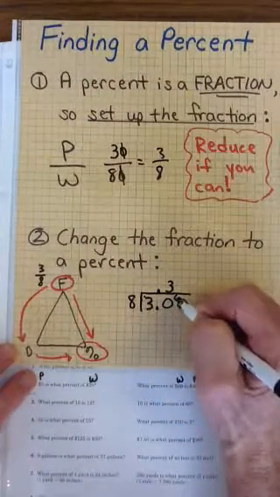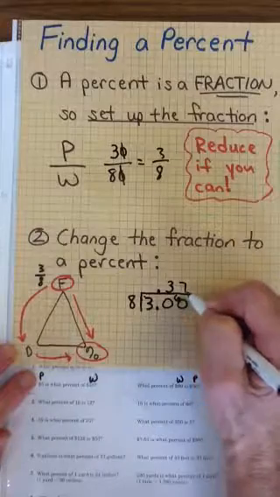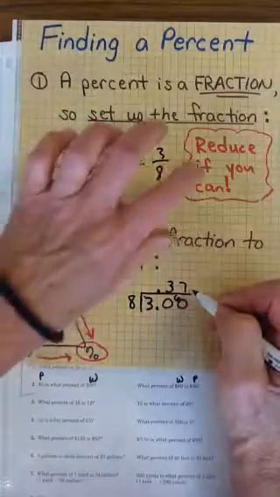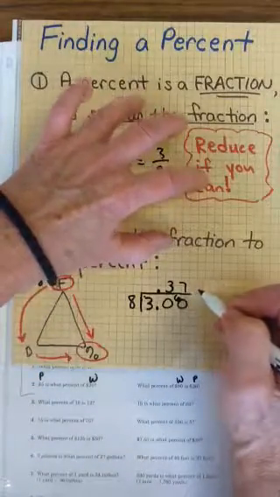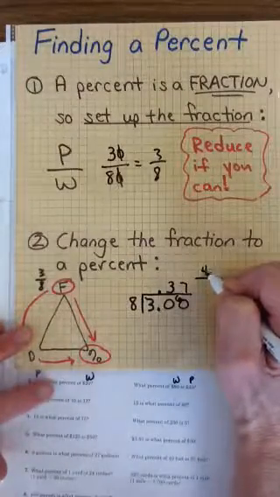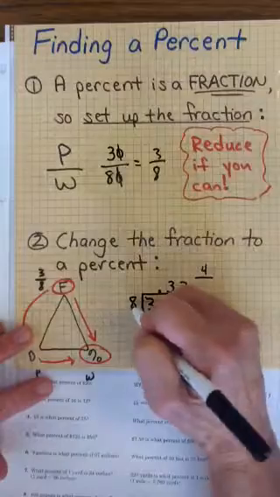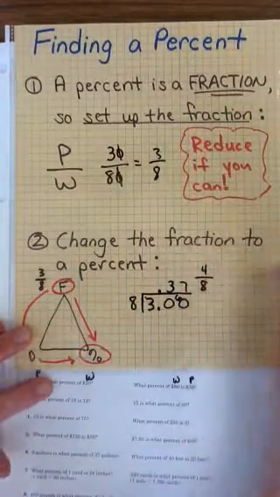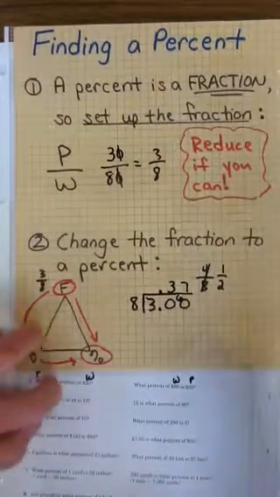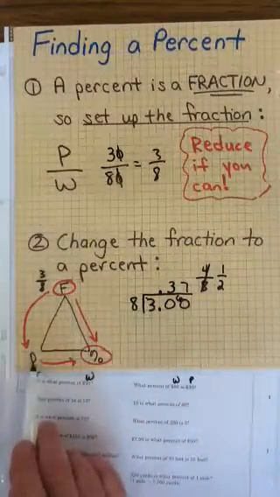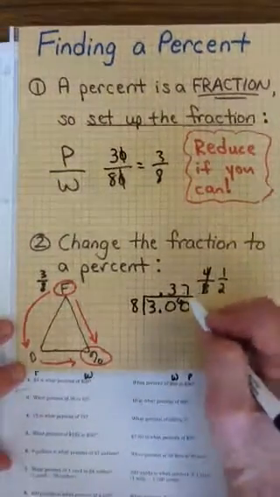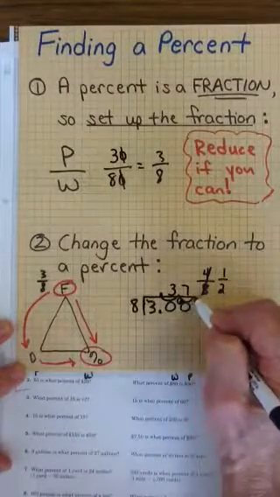8 will divide into 60 7 times. 7 times 8 is 56, 57, 58, 59, 60. So I have a remainder of 4, which I will put in the numerator of a fraction. The outside number goes on the bottom. Notice that 4/8 reduces to 1/2. Now I've got my decimal number, and I need to move my decimal point in order to turn that decimal number into a percent. Move the decimal place over 2 places.